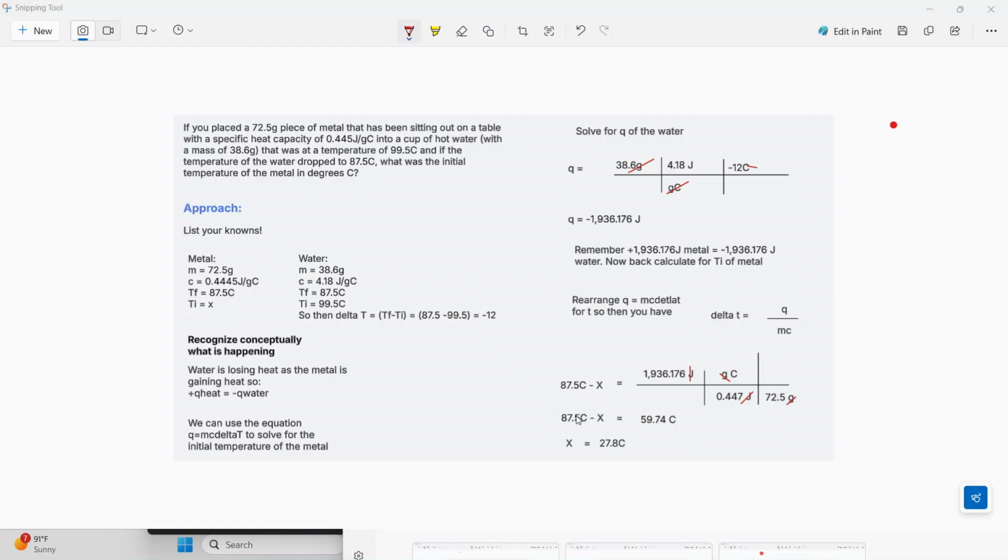And so finally, our delta T is equal to 59.74 degrees Celsius. You just move this number around to that side, and it's going to say negative x is equal to negative 27.8 degrees Celsius, but ultimately positive x is equal to 27.8 degrees Celsius.